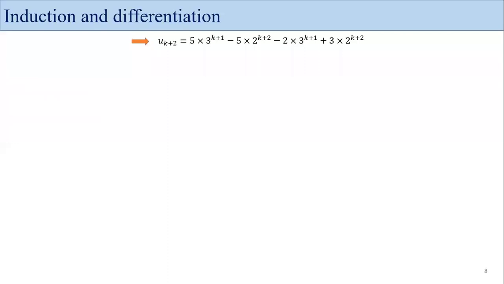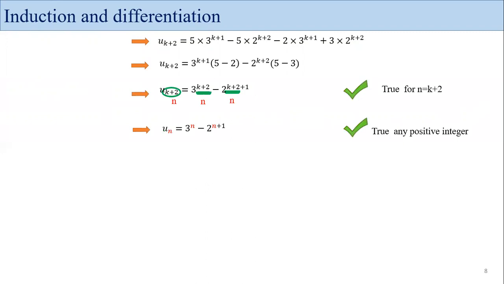Now we factor out 3 to the power of k plus 1 and 2 to the power of k plus 2. Again, we make the equation more concise by merging terms having the same bases. Now we can see that the final result is true for n equal to k plus 2. So we can conclude that this is true for any positive integer.